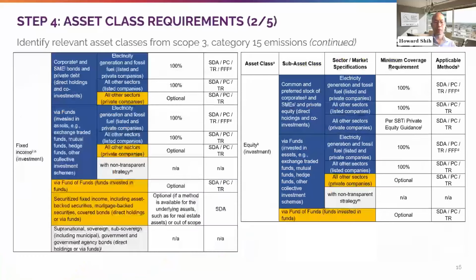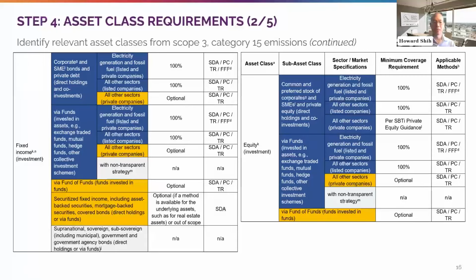A few more examples of the additional specifications in Table 1. We've added more clarity on investments via funds. So here, generally, the coverage requirements are based on the underlying holdings. So for example, if an FI invests in a fund that invests in corporate bonds, which is a required asset class, then the targets on these fund investments are also required. Whereas if an FI invests in a fund that invests in sovereign bonds, which are currently out of scope, then these fund investments are also out of scope.